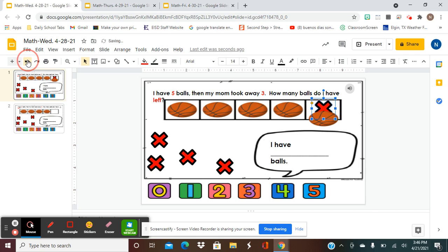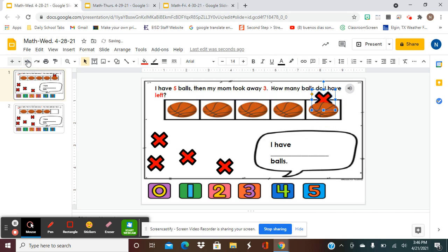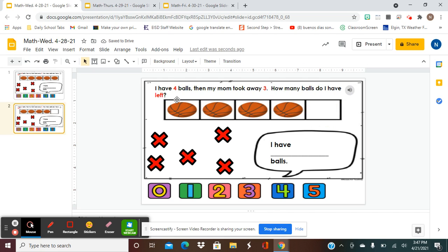So now let me read the second one real quick. Let me put this back. There we go. The second subtraction word problem says, I have 4 balls. Then my mom took away 3. How many balls do I have left? So it says here I have 4 balls and I already put the 4 balls. 1, 2, 3, 4. And you're going to take away 3. Okay, so you're going to use the X's or you're going to move 3 off the 5 frame, however you want to do it. And then you're going to put your answer right here.